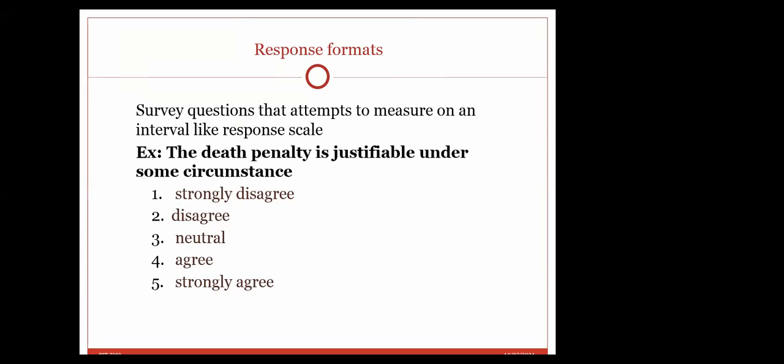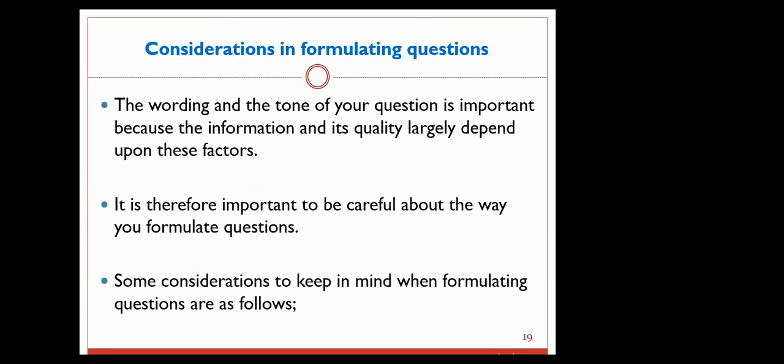And we have questions that attempt to measure on an interval scale. For example, the death penalty is justifiable under some circumstances. To what degree do you agree or disagree with this statement? And so the respondent can tick whether 5 strongly agree, 1 strongly disagree, like that. So that one measures people's attitudes and people's feelings towards things which are on a scale. Yes, so those are the types of questions you have.